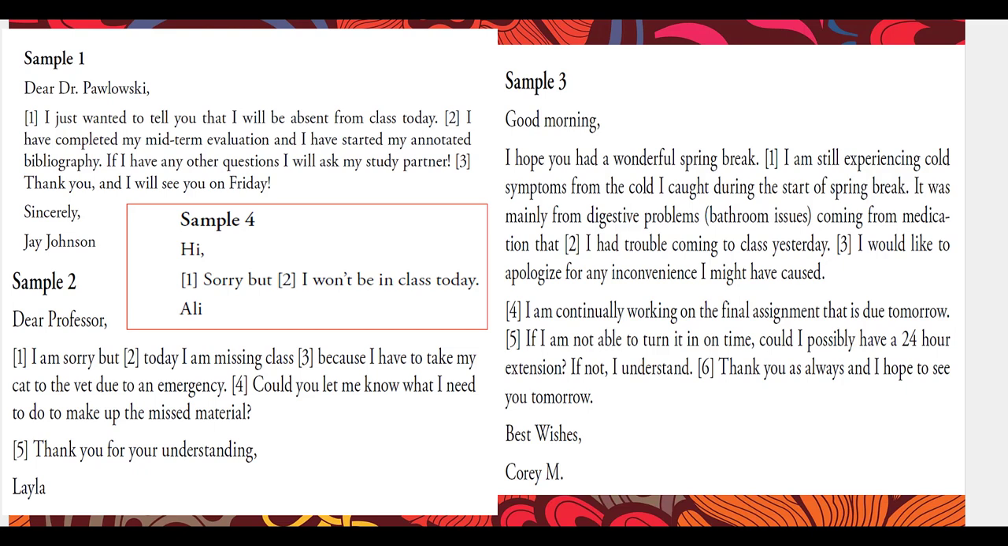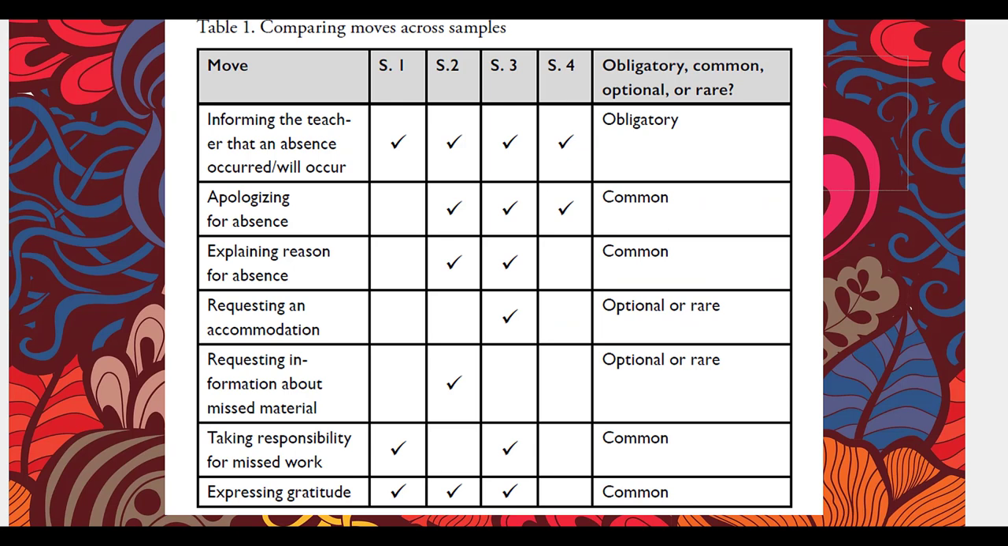These are the four examples that are given in the article, and what they do is they number each of the sentences, so it makes it easier to look at them. Got the four samples. Sample four is in the center there. And then you have an analysis. So basically what the authors did was make a grid, and then you look at sample one, sample two, sample three, sample four.